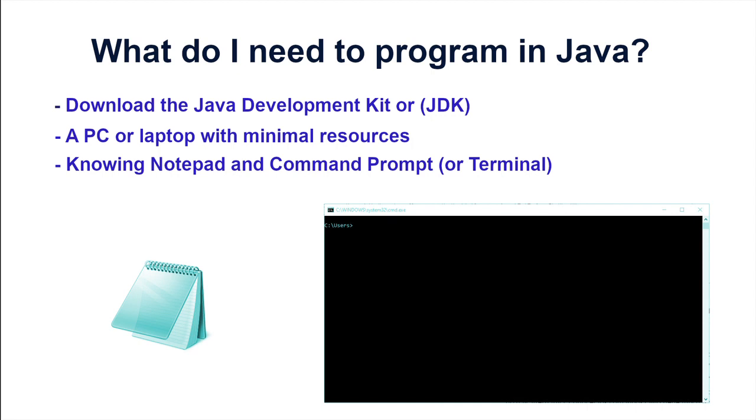Well, what do we need to program in Java? We need three very simple things. First of all, we need to download the JDK, which is also known as the Java Development Kit in English. This JDK will provide us with all the tools and libraries we need to develop Java applications and programs.